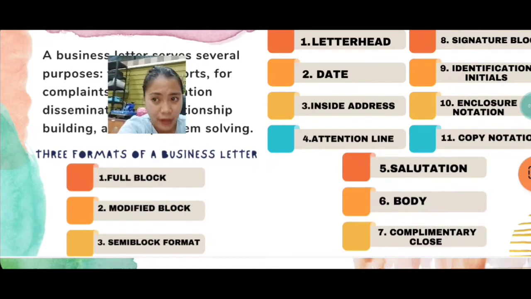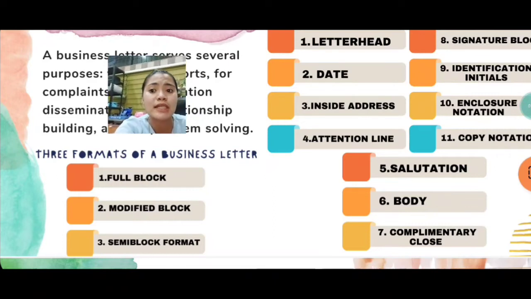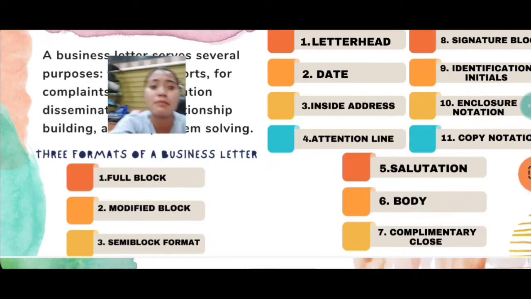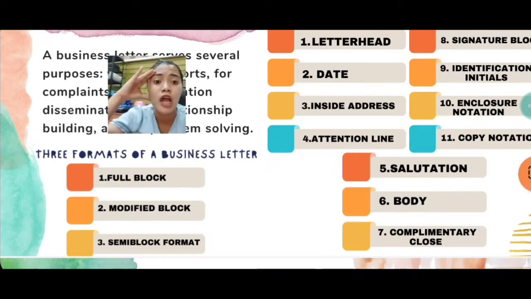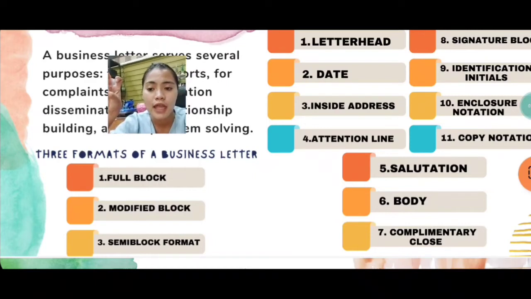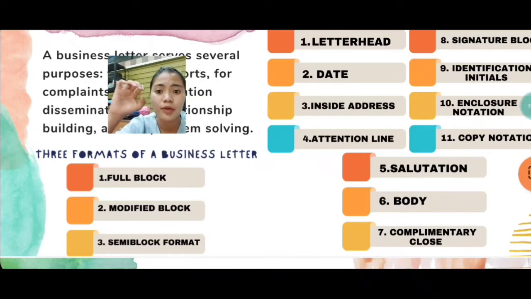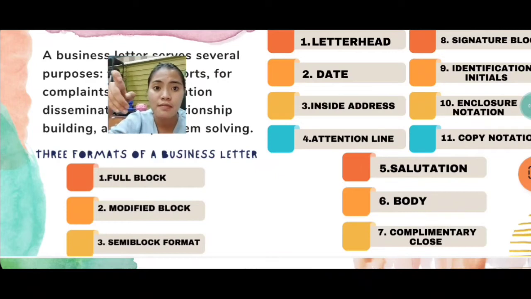What is the signature block? The signature block includes the signature and the typed name of the sender. The typed name can also be in all caps. It can be in caps lock, or it can also be not in caps lock. It can also be the name, the first name, like that.